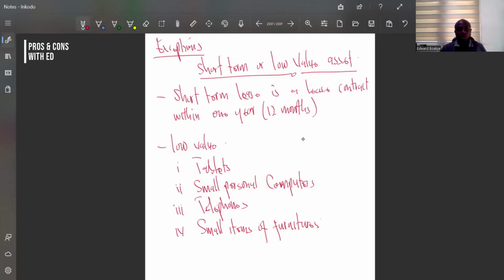What about the low value? The whole idea is that when we talk about low value, one of these assets has to be there, whether it's a tablet, a small personal computer, a telephone, or small items of furniture. Somebody will say, but we may buy about 10,000 tablets together. Yes, we may, but we are talking about the value of each one. We still see it as low value, so the total together can still be treated as a low value asset.